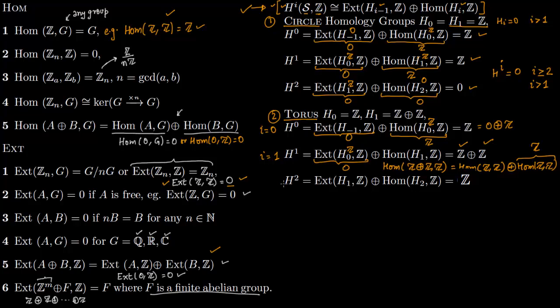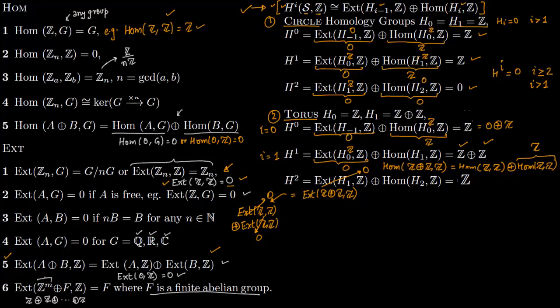Now we talk about the cohomology group H2. Again you have Ext of h1 comma z, so this will be z plus z. So this will become Ext of z plus z comma z, and this we will rewrite as Ext of z comma z direct sum with Ext of z comma z. Now we are using this property number 5 right here, but this is 0 and this is 0, yeah, from this property. So this entire thing becomes 0.